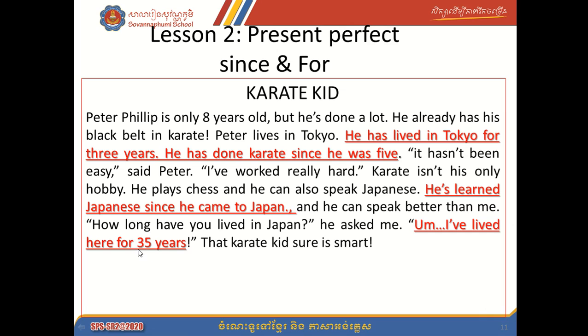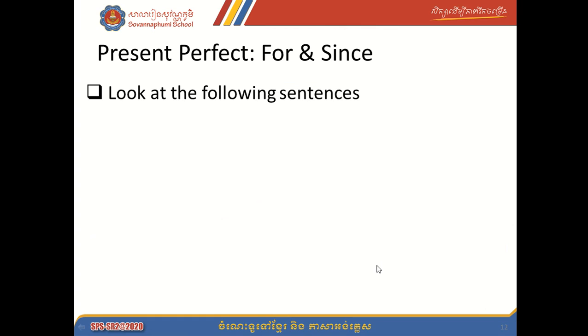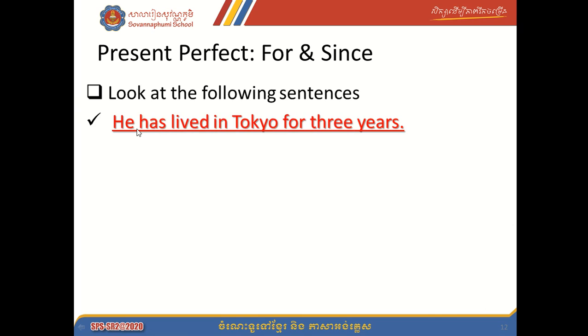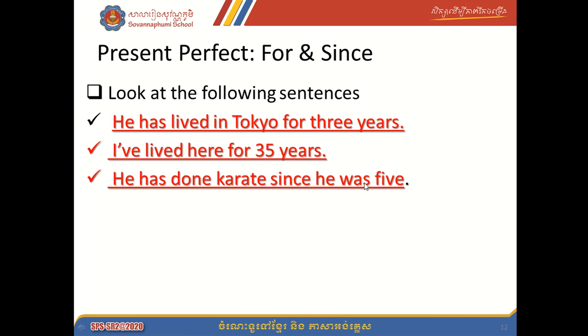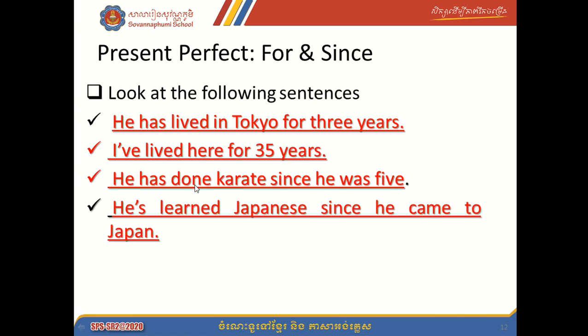I lived here for 35 years. That Karate Kid sure is smart, okay? So now look at the following sentence. He has lived in Tokyo for 3 years, and I have lived there for 35 years, and he has done karate since he was 5, and he has learned Japanese since he came to Japan.